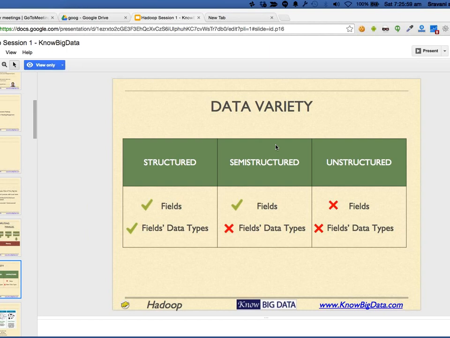In a relational database, we know very clearly what the fields in our input are, as in, these are the columns in our input, and what the data types of each of the columns are. Therefore, data in a relational database, the table or a collection of tables, is considered structured data.